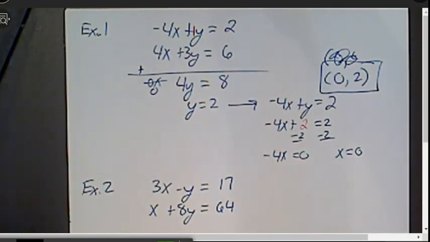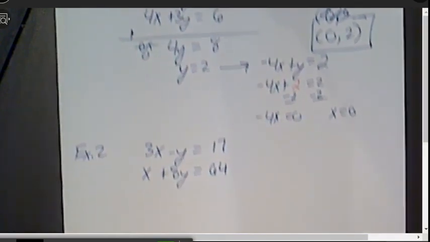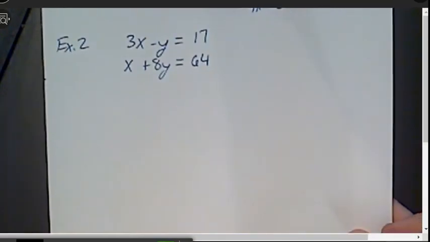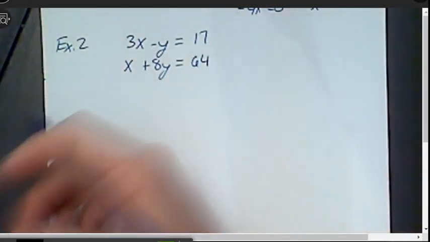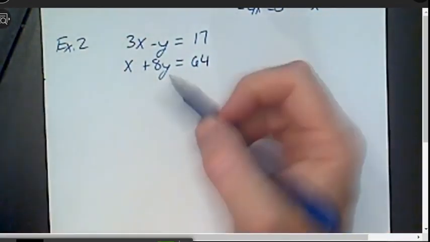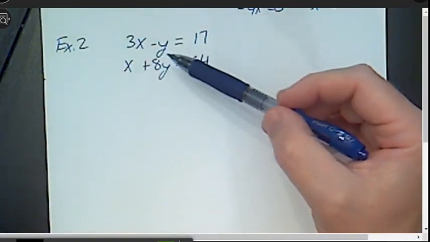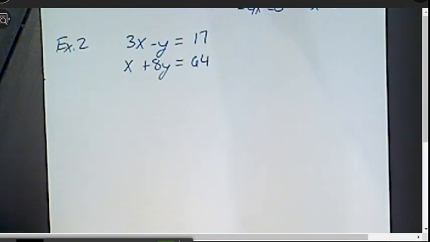All right, so for example 2, we're going to go with 3x minus y is equal to 17, and then x plus 8y is equal to 64. All right, so we don't have the correct numbers on x. We've got 3x and 1x here. We don't have the correct numbers on y because you've got negative 1 and positive 8 here. So here's where that second step we said was that you can go back and multiply any equation by any number to help you get to the values that you need to have there.